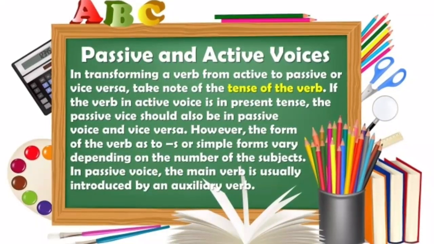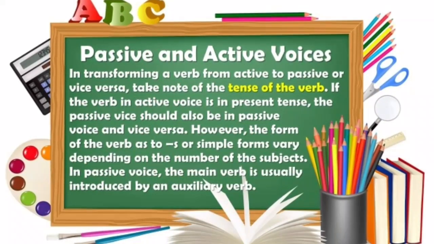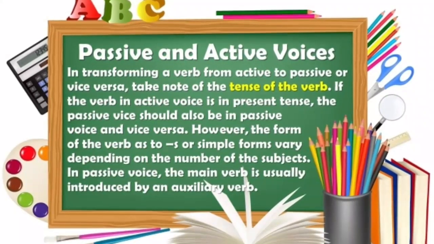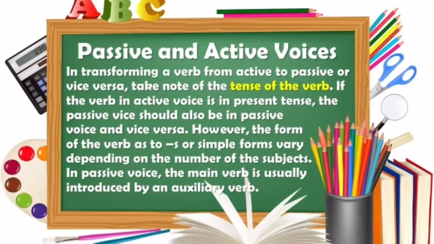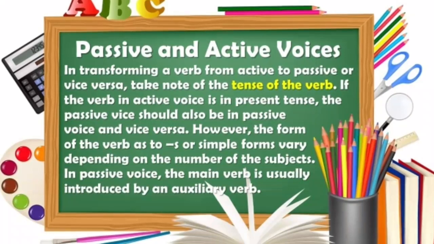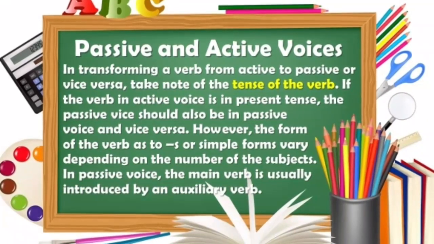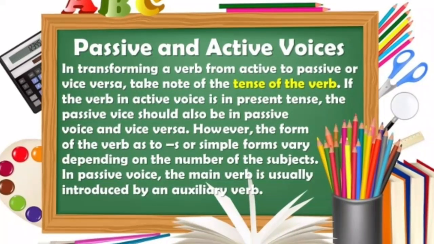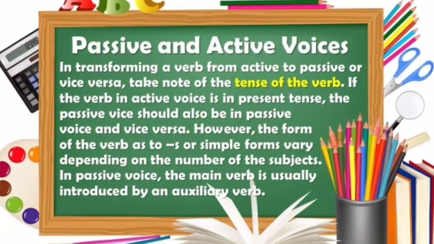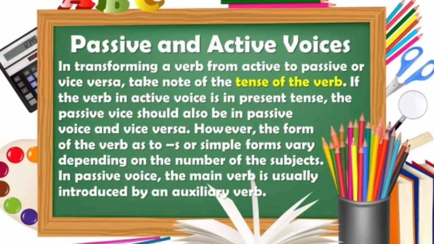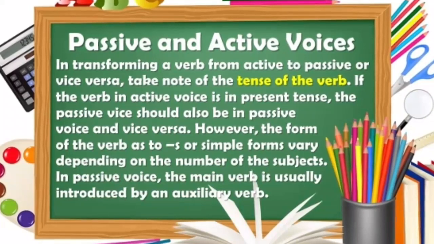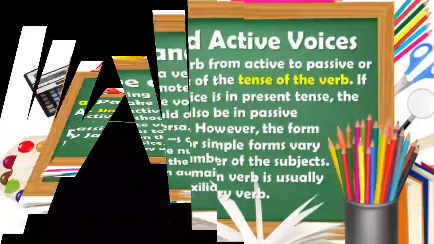In transforming a verb from active to passive or vice versa, take note of the tense of the verb. If the verb in active voice is in present tense, the passive voice should also be in present tense and vice versa. However, the form of the verb as to S or simple forms vary depending on the number of the subjects. In passive voice, the main verb is usually introduced by an auxiliary verb.